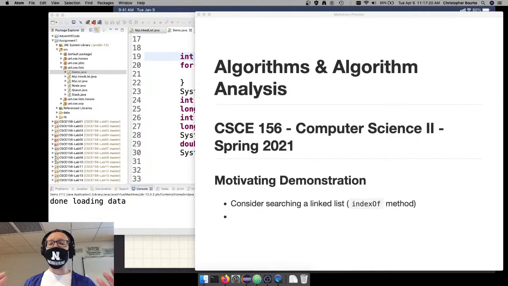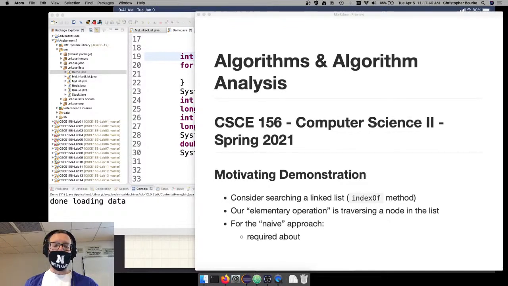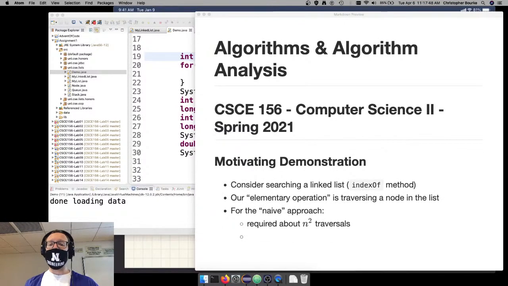So consider searching that linked list method. Our elementary operation is traversing a node in the list, right? For the naive approach, it required about n squared traversals, right? In other words, it is the underlying algorithm. The algorithm in this case was a quadratic algorithm. Right? This is extremely slow.